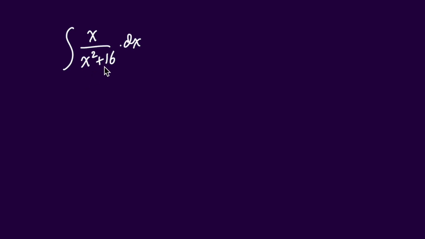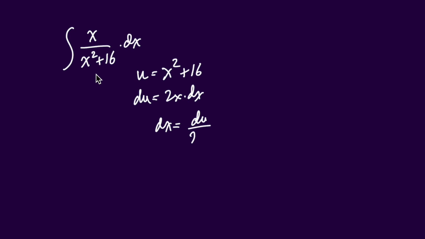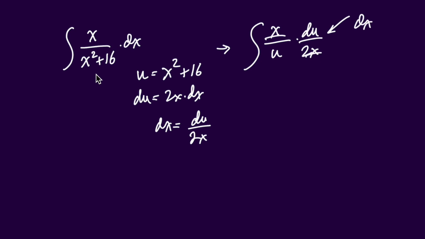Next, we see perfect squares in the denominator with a plus sign, no radical. We're thinking inverse tangent, but that x in the numerator without a large exponent pushes us towards using u substitution. Our du is going to equal 2x times dx, and our dx is then going to be du divided by 2x. We're going to rebuild the integral as x over u times du over 2x. That was our dx. The x's cancel. We're going to pull out the 1/2, and we're going to have ln of u, which is ln absolute value of x squared plus 16.